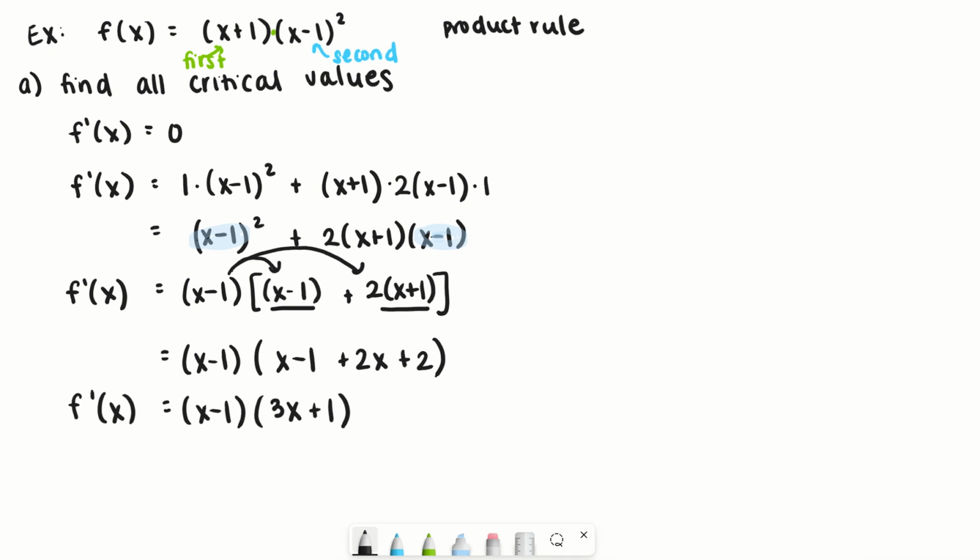And now that my f prime of x is in this form, I can more easily set this equal to 0 and solve. So now I can say that x minus 1 times 3x plus 1 equals 0. So I can just set each of them equal to 0.